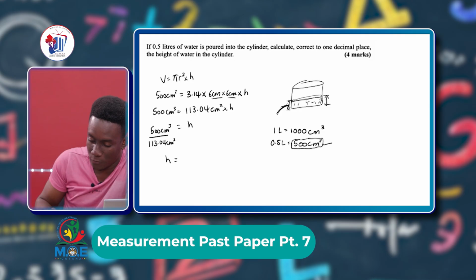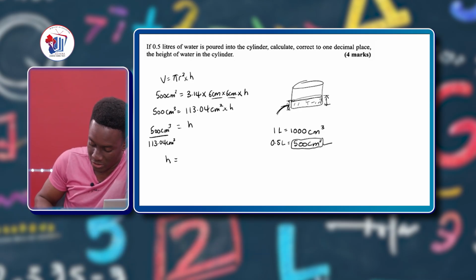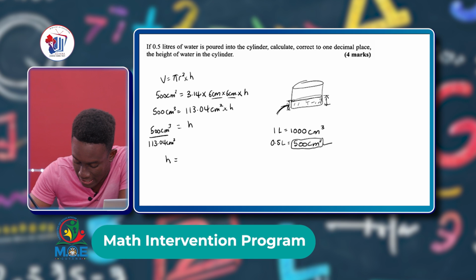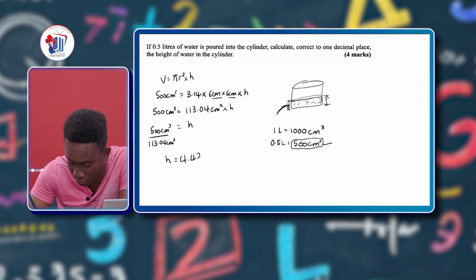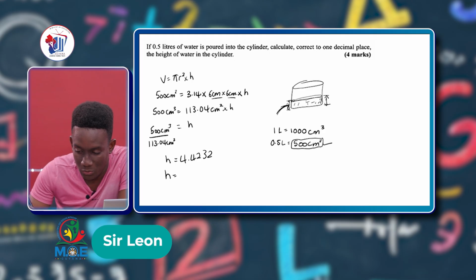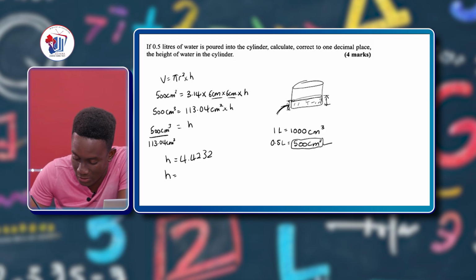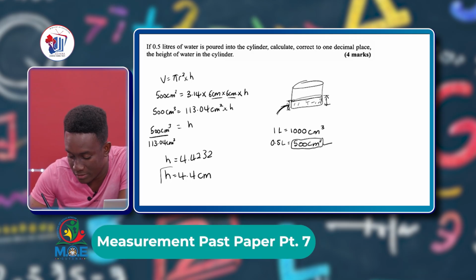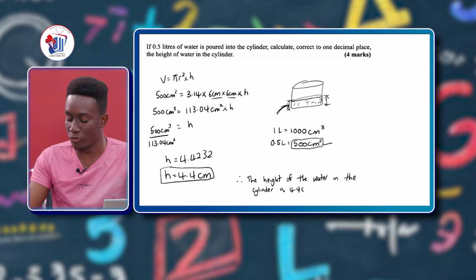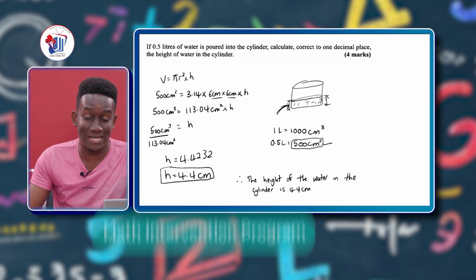So the height would be equal to 500 divided by 113.04. The height would be 4.4232. They said the answer to 1 decimal place, so the height would be 4.4 cm. So we can say therefore the height of the water in the cylinder is 4.4 cm. And that is the answer to this question.